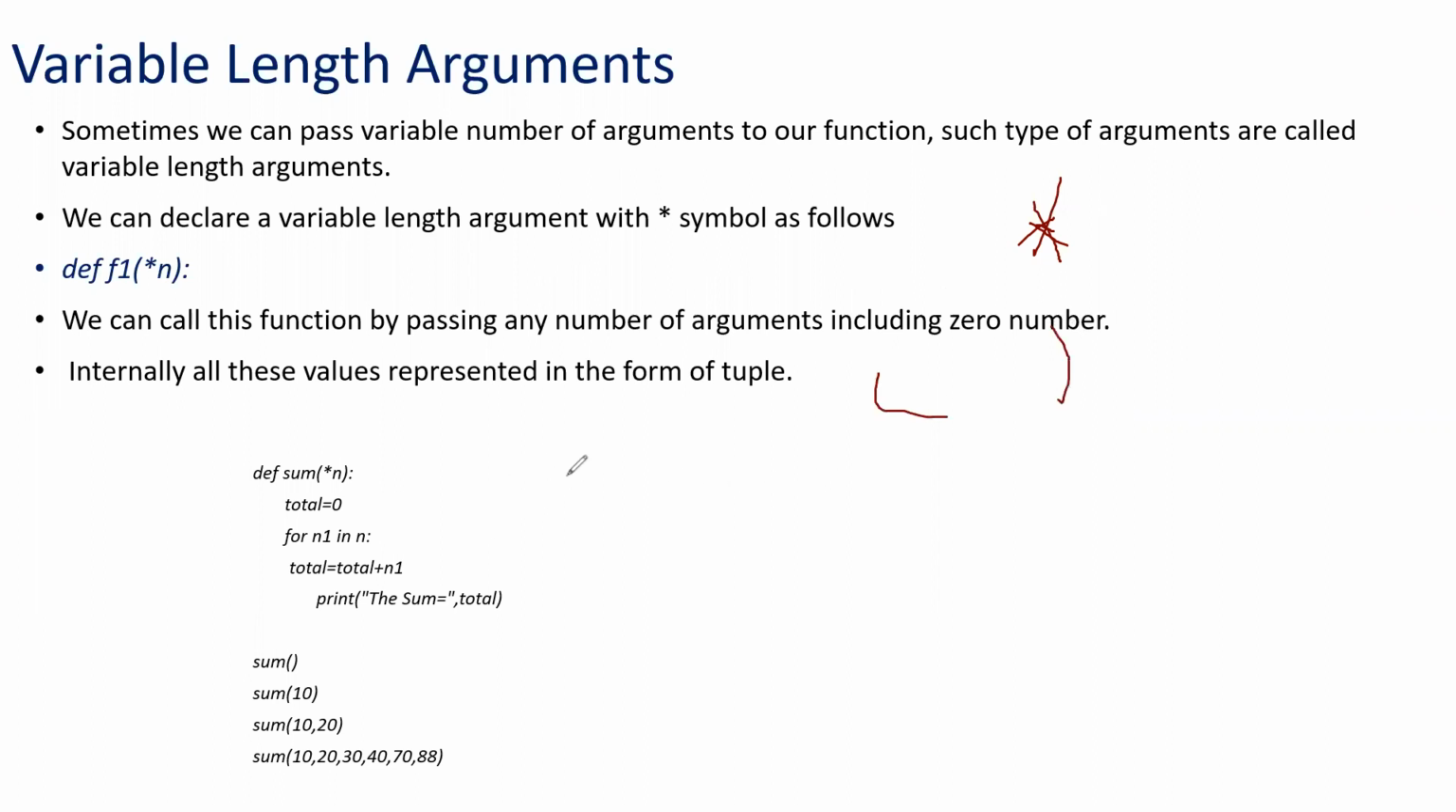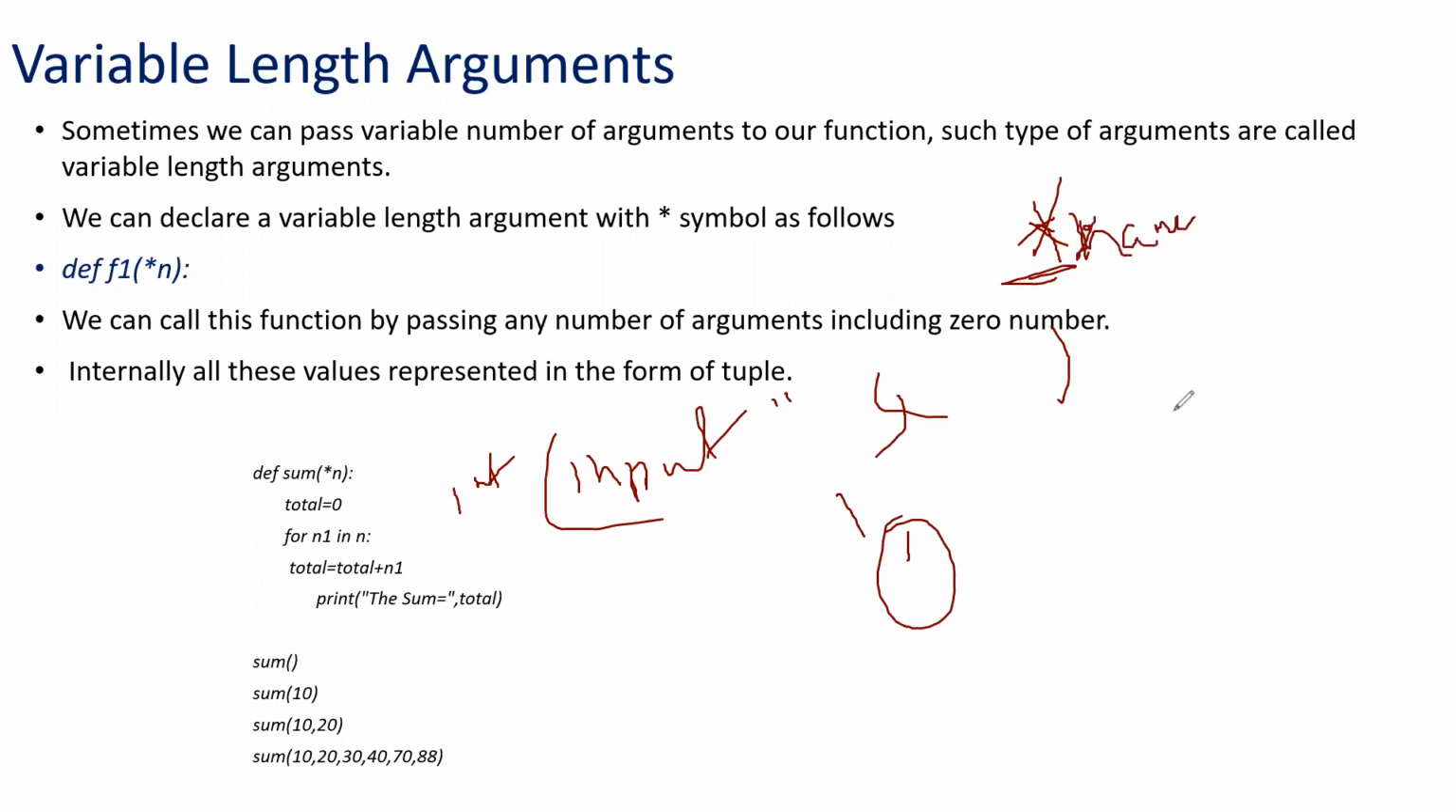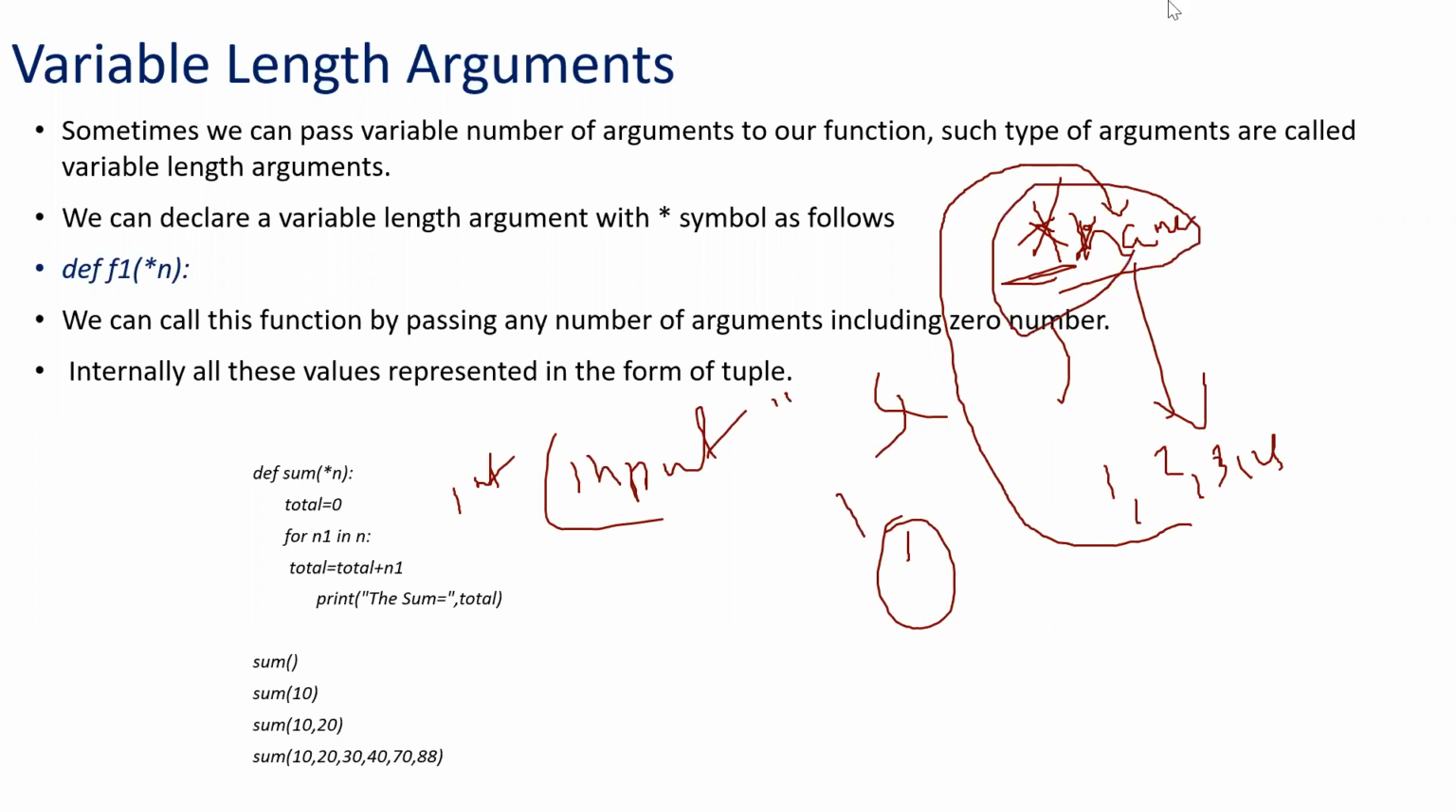For example, whenever we take an input value, int input value, then we need to enter only one value. But if you use a keyword, this can be anything, some value, some name. We can assign 1, 2, 3, 4. Multiple values can be entered through the argument. This is called star argument.